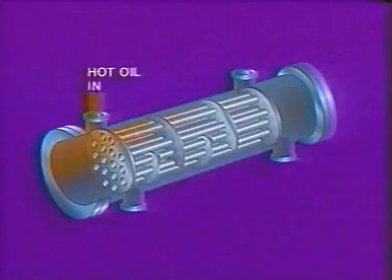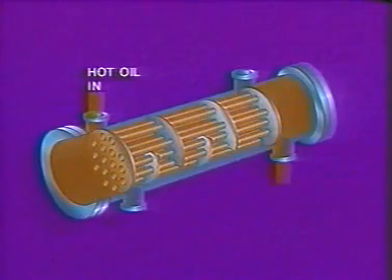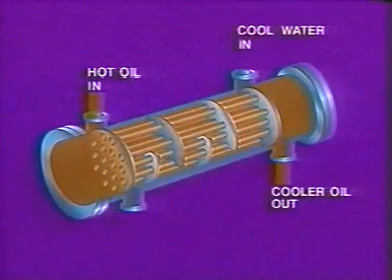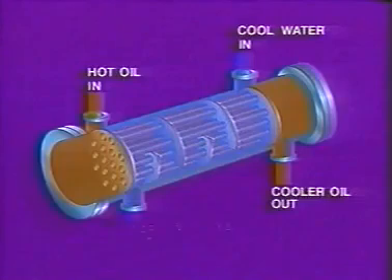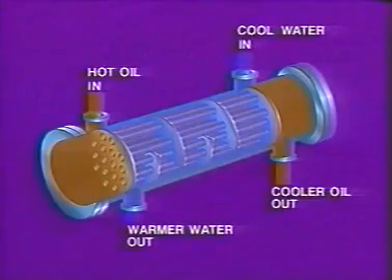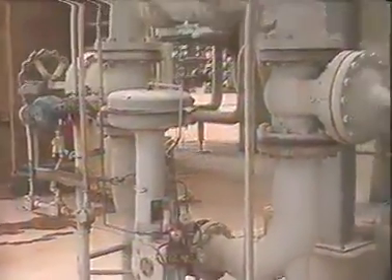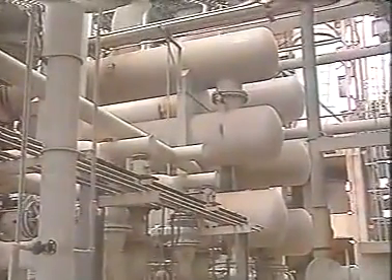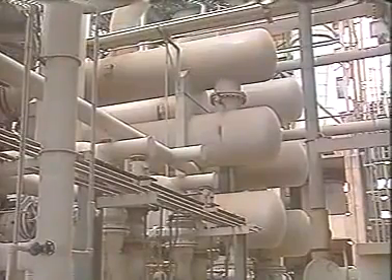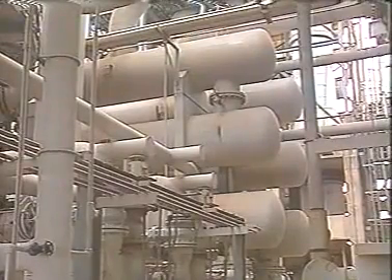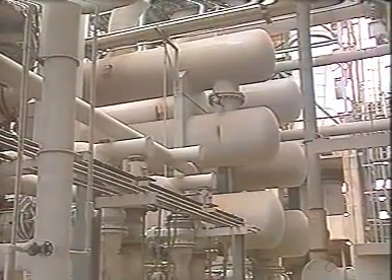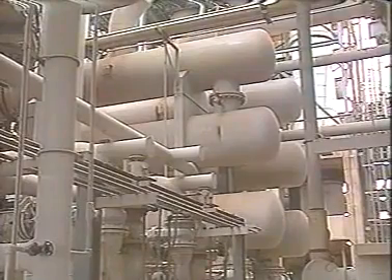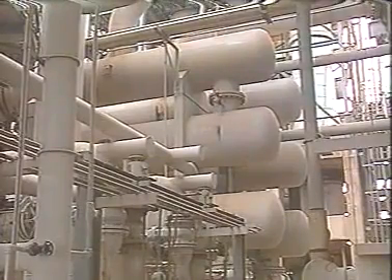The hot oil flows through tubes inside the exchanger. The cool water flows across the tubes and absorbs heat from the oil. A valve controls the rate at which water enters the exchanger. If the water flows too slowly, it won't carry away the heat fast enough. So regulating the flow of water is necessary if we want the oil within a certain temperature range.